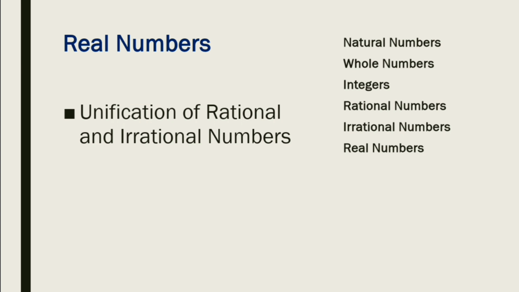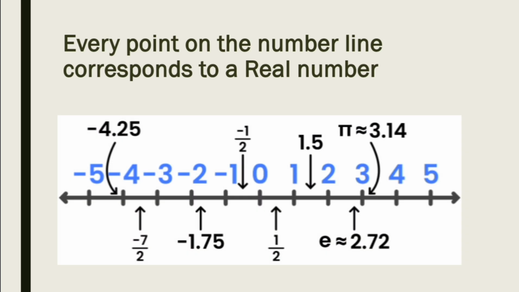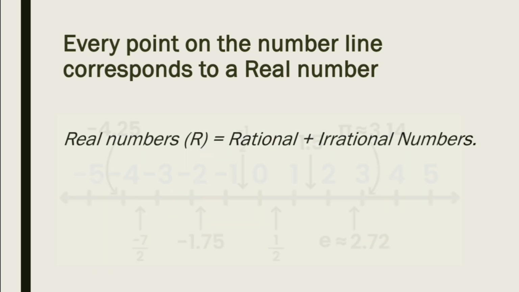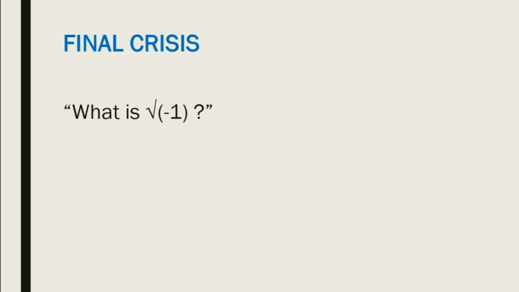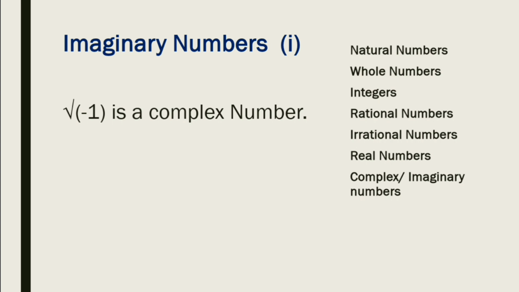I think you are seeing that the family is getting bigger. We have natural numbers, whole numbers, integers, rational numbers, and real numbers. The family is getting bigger and bigger. Every point on the number line corresponds to a real number. And real numbers are the combination of rational and irrational numbers. Then the final crisis. What is the root of negative 1? That brings us to the final crisis. Then that introduces imaginary numbers or complex numbers.